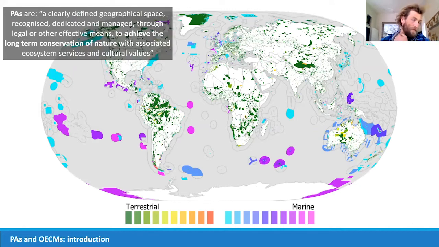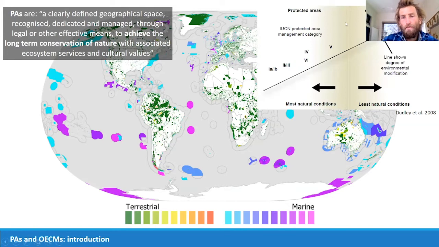They carry a very, very strict definition. If you're prepared to read all the formal documents around this sort of stuff, the definition for protected areas is a clearly defined geographical space, recognised, dedicated, and managed through legal or other effective means to achieve the long-term conservation of nature with associated ecosystem services and cultural values. So that's the formal definition. That's what nations use when they're reporting on this stuff.